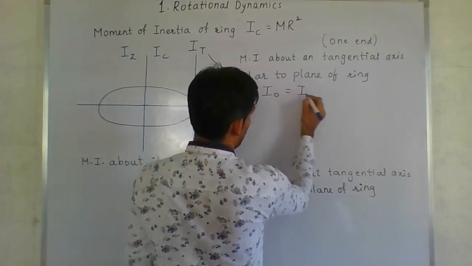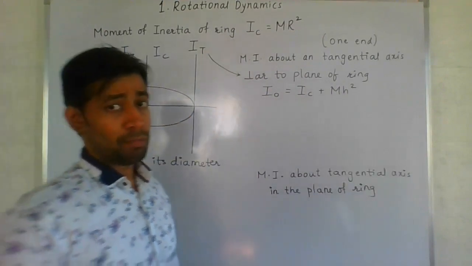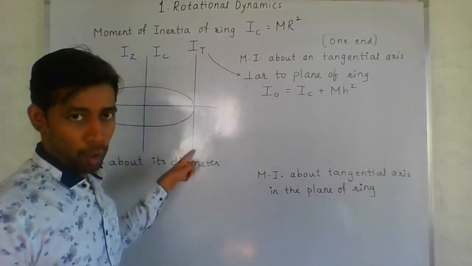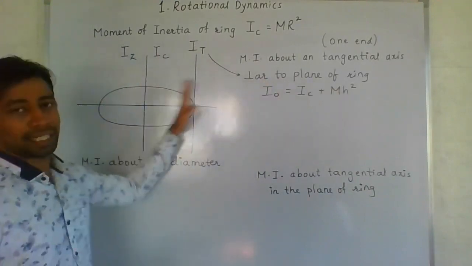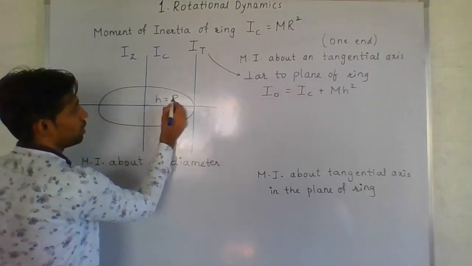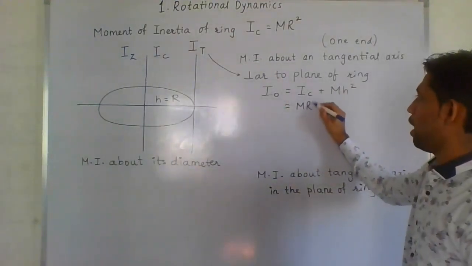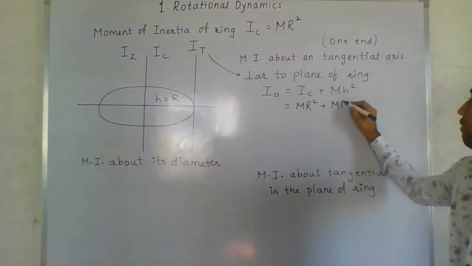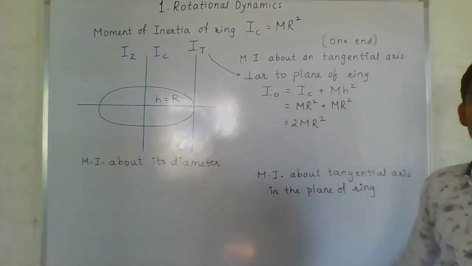I_O is equal to I_C plus m h square. Now understand, I_O is the moment of inertia about any point other than the center, I_C is about the center, and h is the distance between the two parallel axes. Here this distance h is nothing but equal to the radius. Got this? So now I_C I will write as mr square, plus m h square, and the value of h is r, so again r square. This is how I get the value as 2mr square.